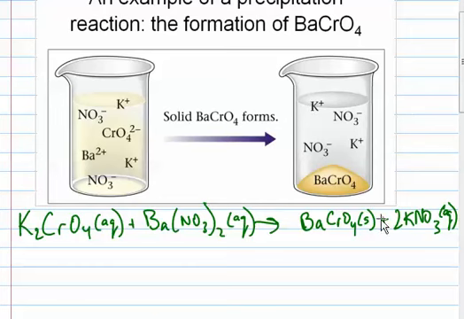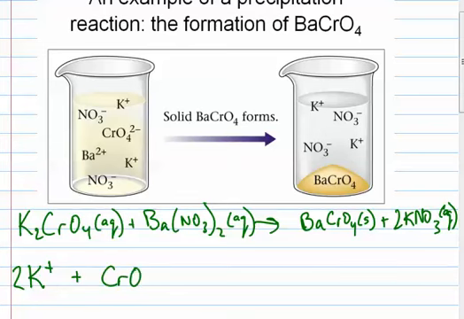Okay, now in our steps towards predicting that this was in fact our precipitate, barium chromate, it was useful for us to write out the ions as they exist in solution. That is, they're separate. That is, we can write what we call an ionic equation. Okay, so we are going to separate our ions. We get 2 potassium ions, we get a chromate ion, we get a barium ion, 2+, and 2 nitrate ions.